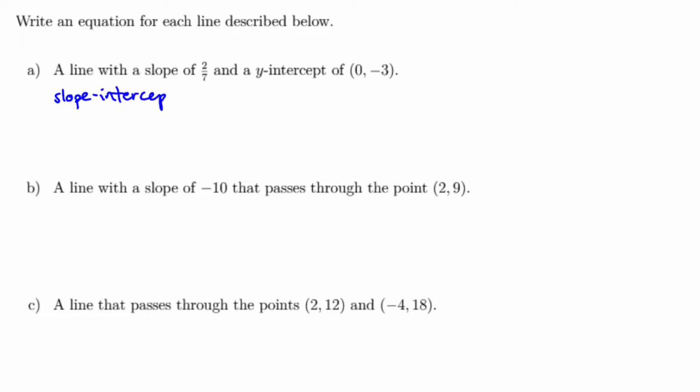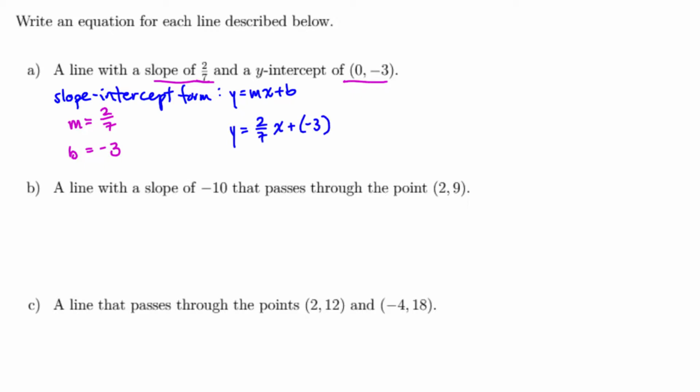And that slope-intercept form is y = mx + b. And so from this information, we see the slope is 2/7 and the y-intercept is (0, -3). So we can identify that m is going to be 2/7 and b will be the number -3. So when we write that equation, we will have y = 2/7 x + (-3). And when we simplify that, we would simply write y = 2/7 x - 3.